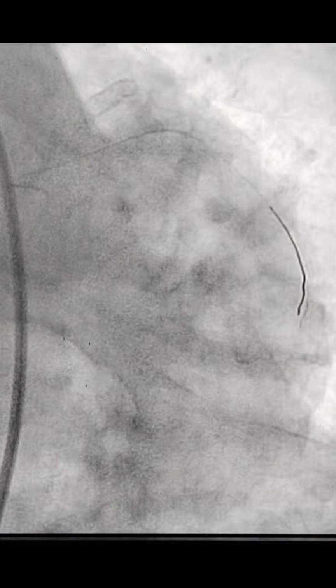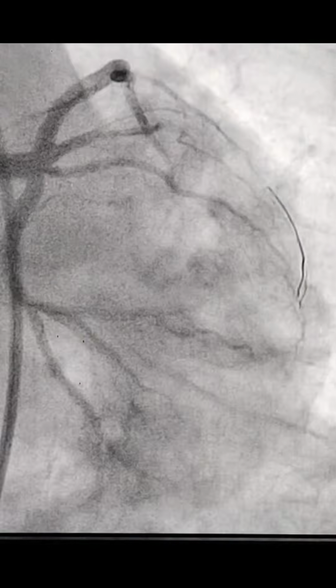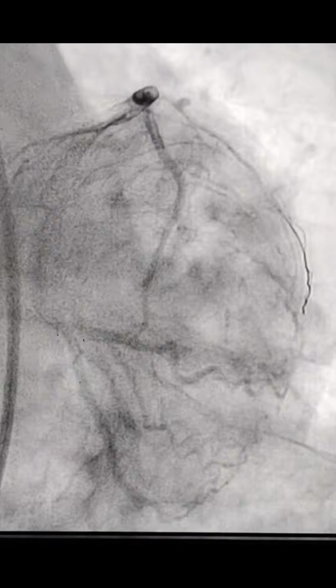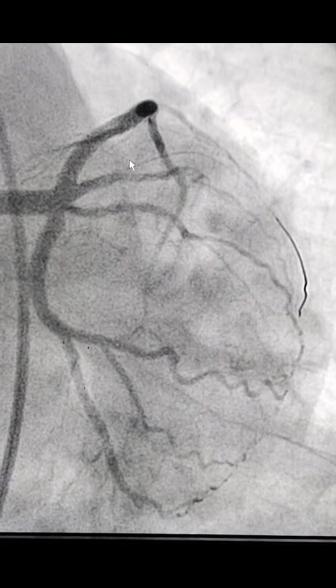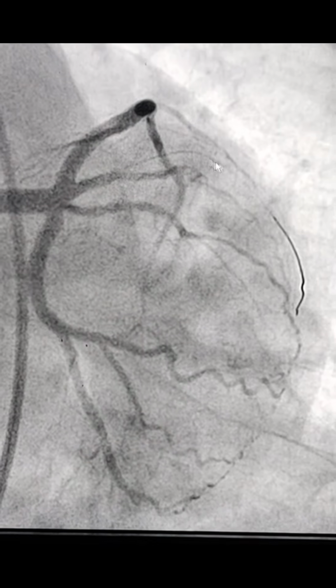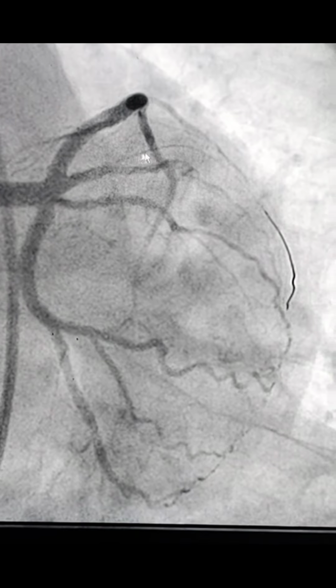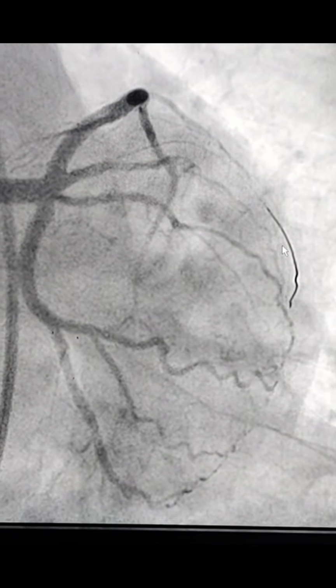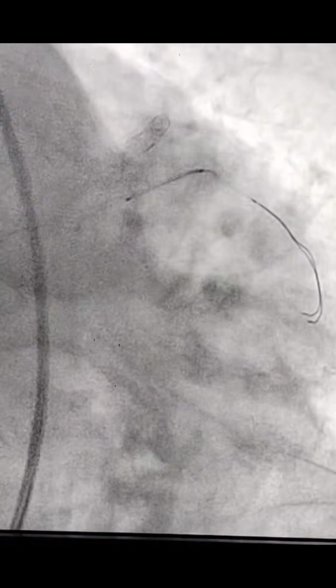Then with great difficulty we crossed the wire in this second LAD. You could see there is no flow even then. After crossing the wire, even then there is no flow. So in these still images you can see this wire is in this second LAD, and this is a branch of the LAD, but there is no flow at all along the wire. Then what I decided is to put a stent, and this is the placement of the stent, and then we deployed the stent in the second LAD.